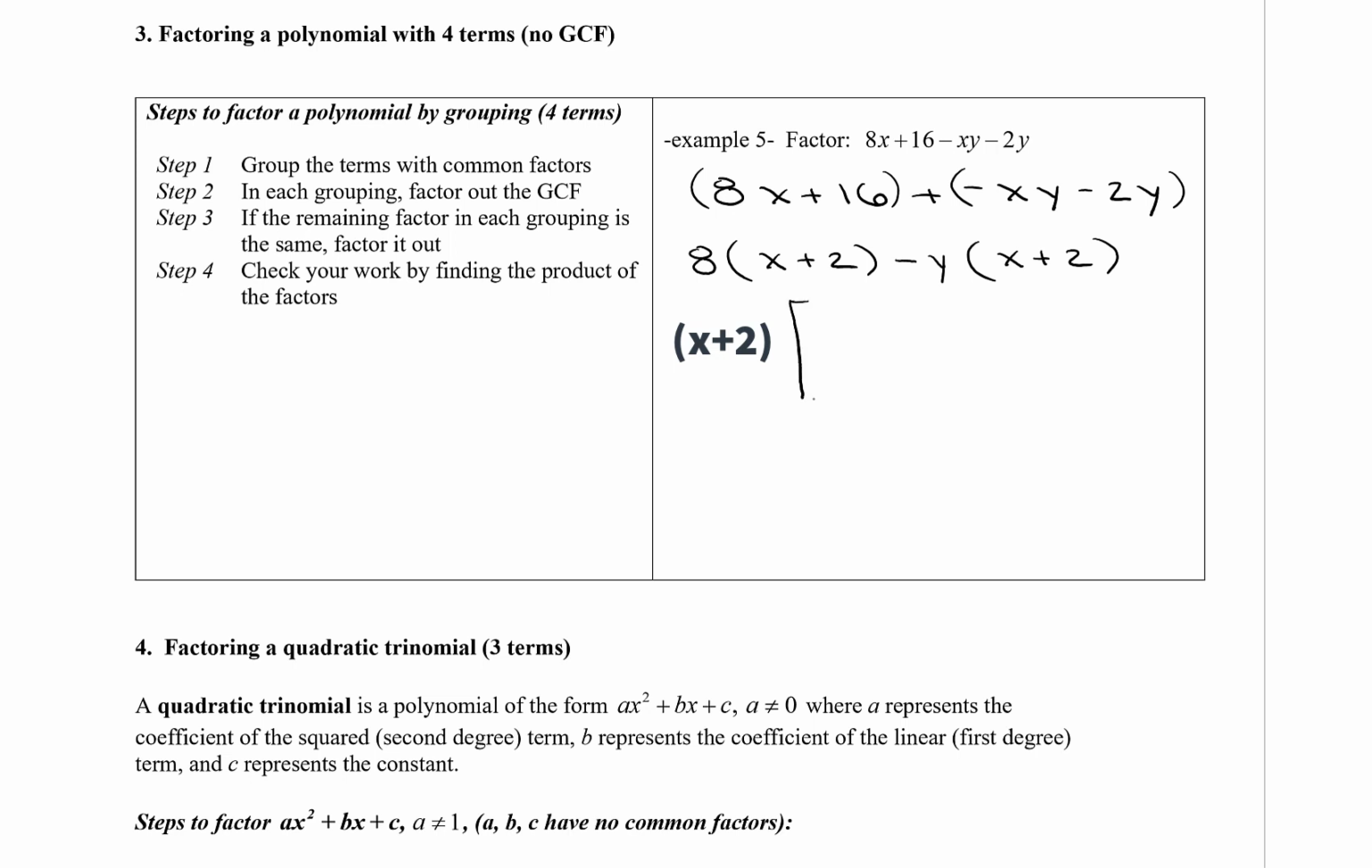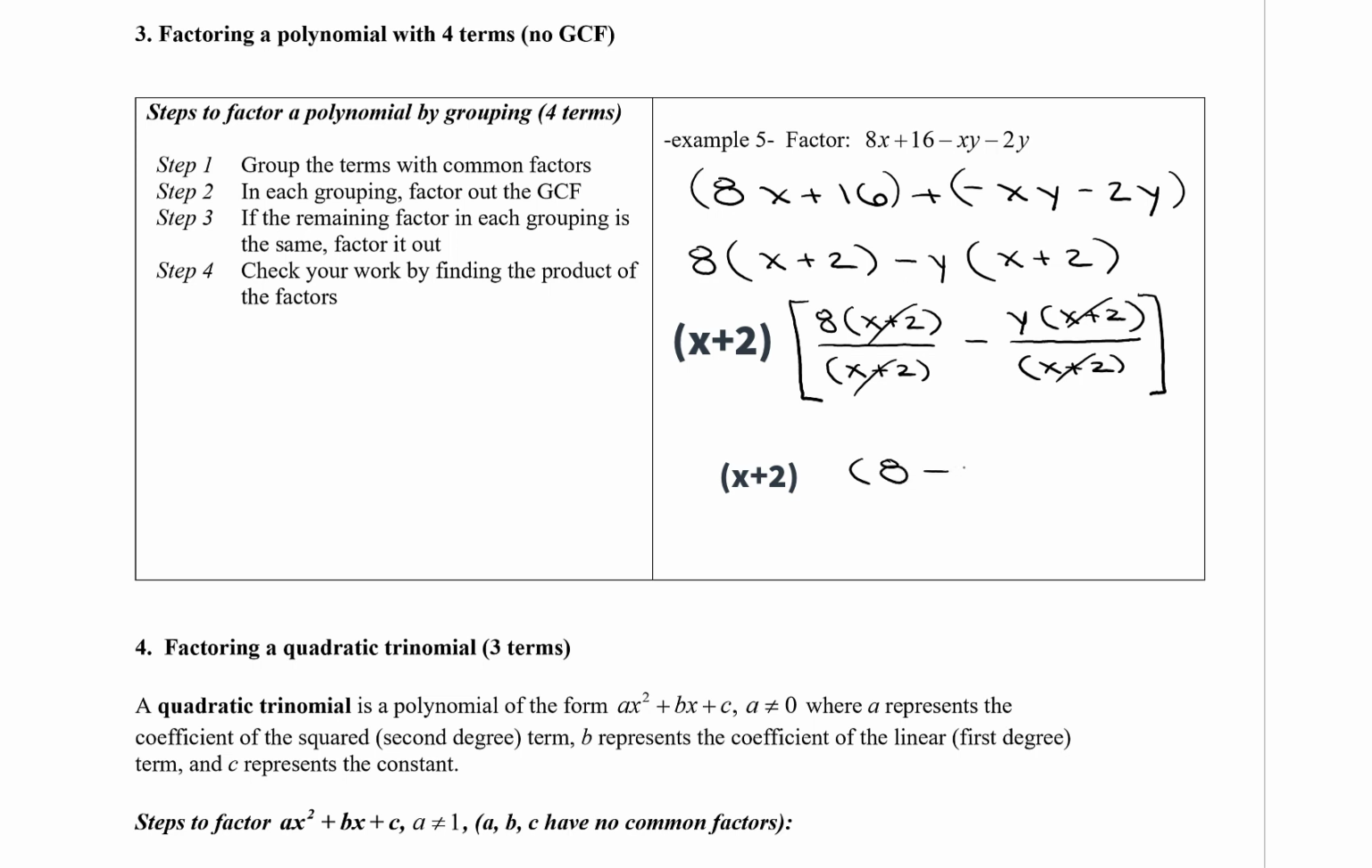I'm going to open up a set of square brackets. We're going to have 8 times x plus 2 divided by the quantity x plus 2, and then we're going to subtract from that rational expression y times x plus 2 divided by the quantity x plus 2. I'm going to cancel out the common factors of x plus 2 in these rational expressions, and we're going to be left with x plus 2 times the quantity 8 minus y. And we're going to box that answer in. That's going to represent the factors of our polynomial.